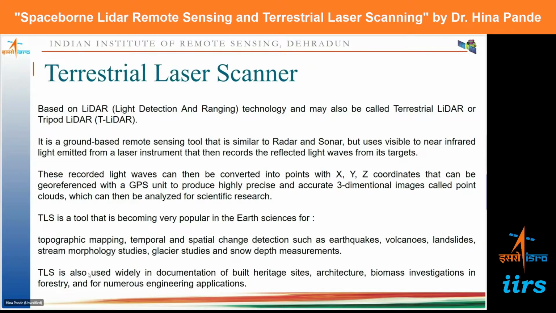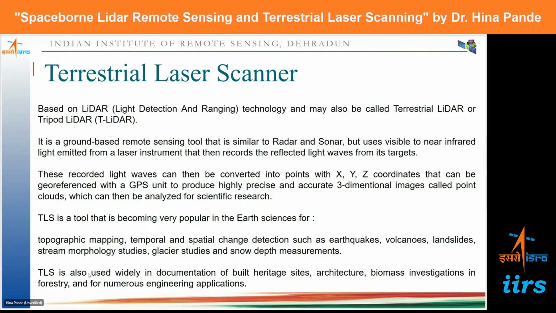So these recorded light waves can then be converted into coordinates with x, y, and z, into points with x, y, and z coordinates, and this can be georeferenced with a GPS unit to produce very precise, accurate three-dimensional data sets called point clouds, and these can then be analyzed for scientific research.